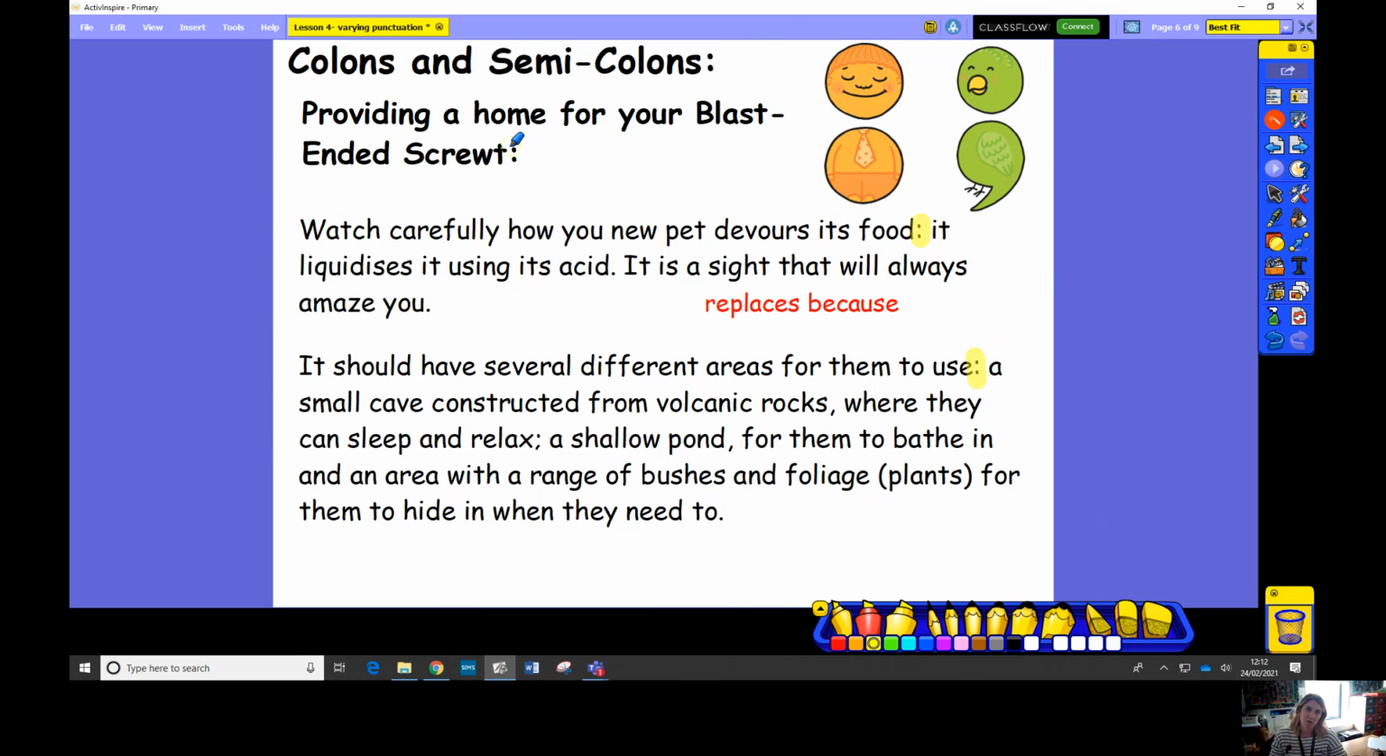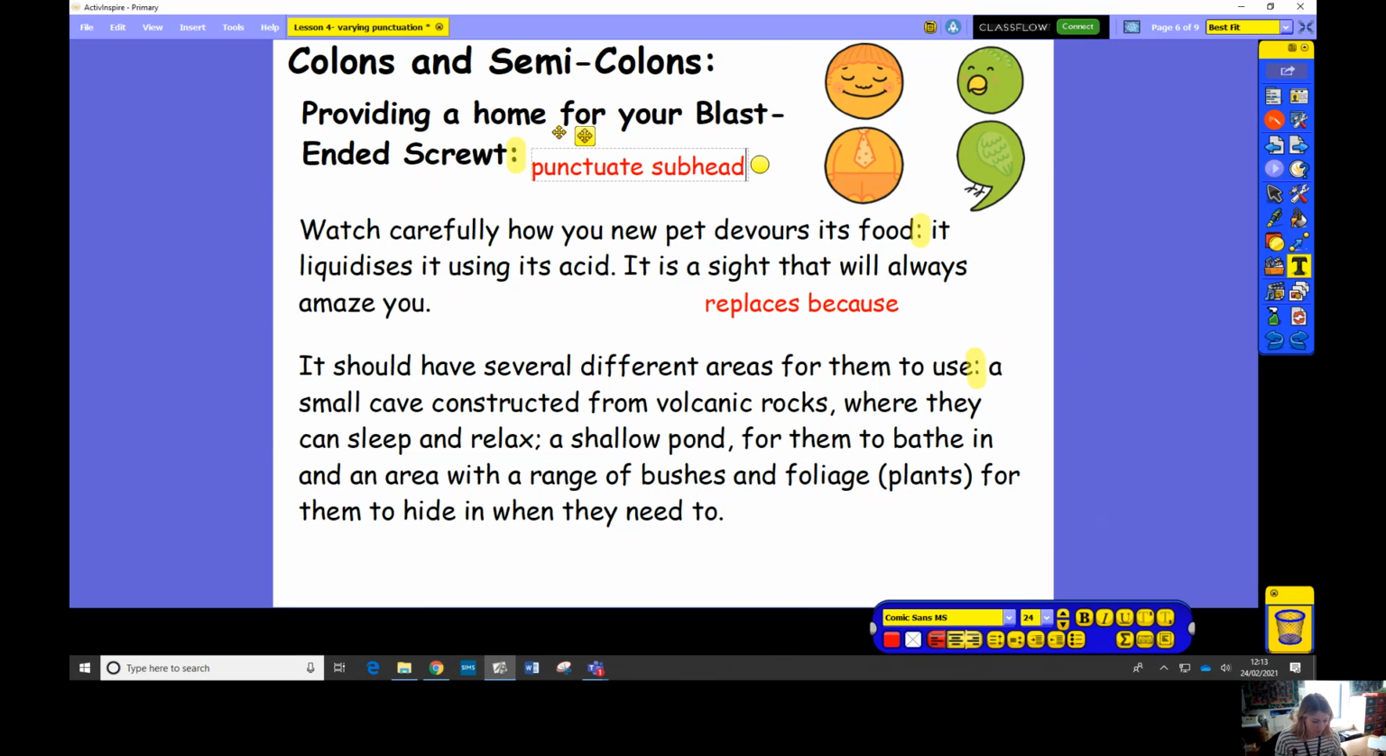We also have this one up here, and we use this, if you notice in our model text, to punctuate our subheadings. So providing a home for your blast-ended skrewt, and then you've got a colon. It means that it's just a bit of punctuation that then says that you're going to continue underneath with your main explanation. So that is another way. So we've got them to punctuate subheadings and to start a list.